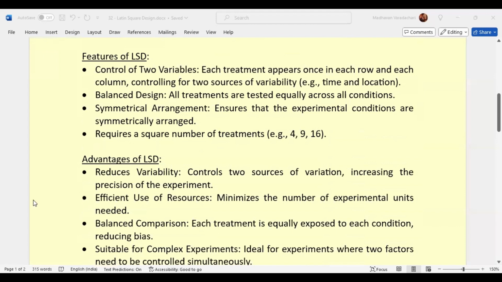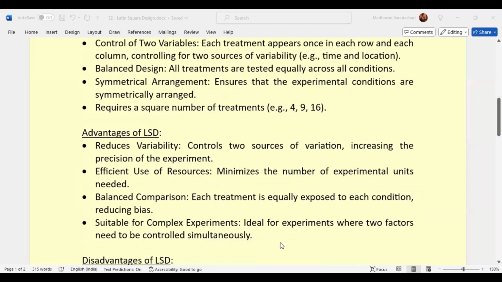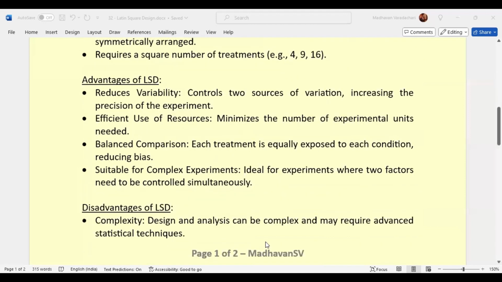Advantages of LSD: it reduces variability, controls two sources of variation, increasing the precision of the experiment. Second advantage is efficient use of resources, minimizes the number of experimental units needed. Third one, balanced comparison. Each treatment is equally exposed to each condition, reducing bias. Suitable for complex experiments, ideal for experiments where two factors need to be controlled simultaneously.